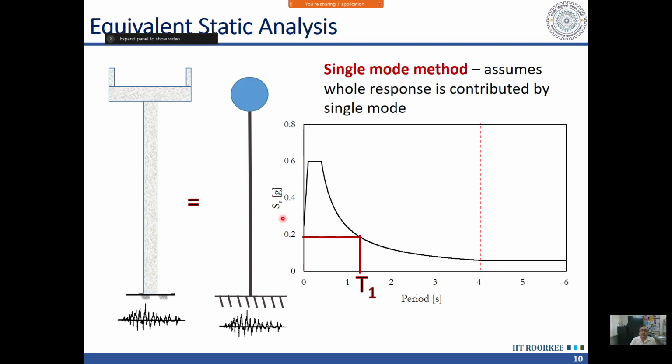And that same response we can use as the response of this structure, because this structure we are representing by the single mode single degree freedom system. So sometimes this is also called single mode method, and commonly we know it as equivalent static method. So this equivalent static method is also making use of response spectrum. Sometimes people call it the seismic coefficient method and response spectrum method.